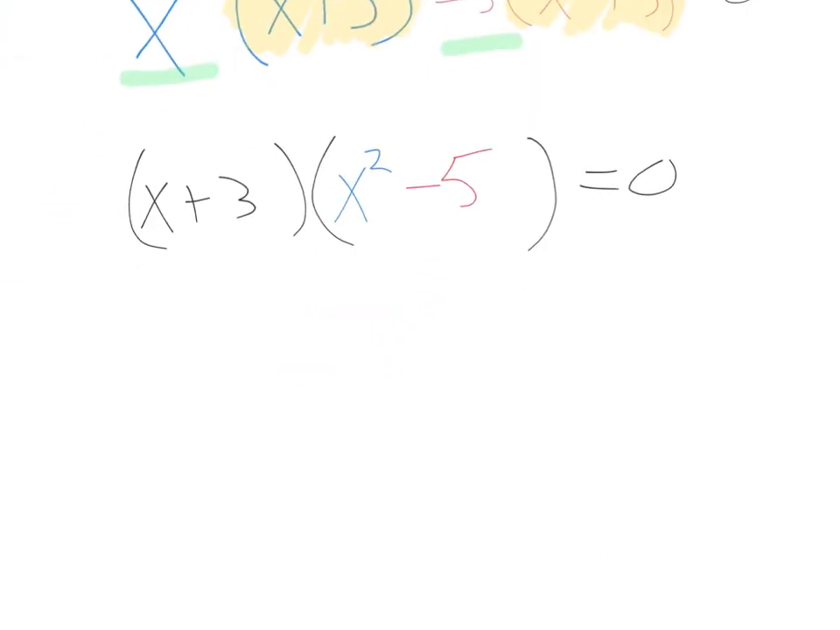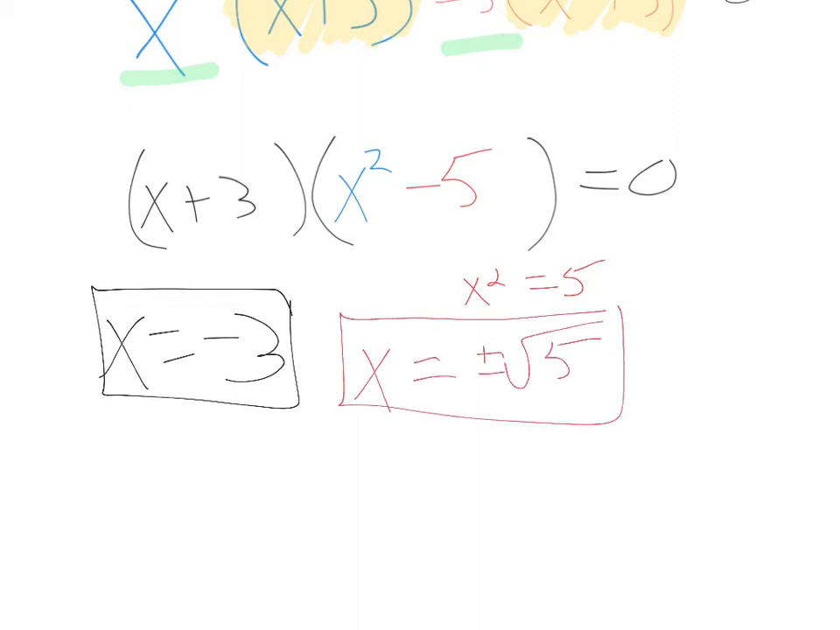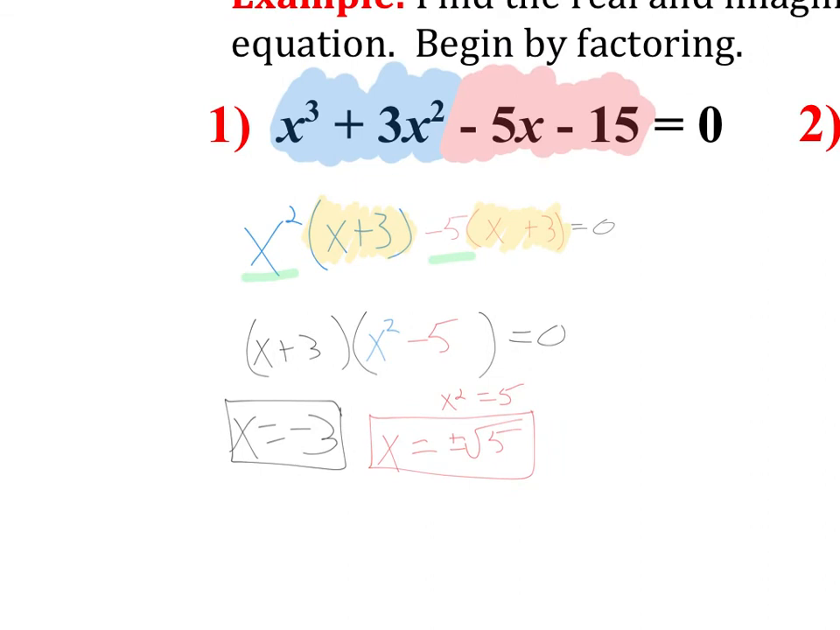The first one is going to give me x equals negative 3 as one of my solutions. The second one, I'll have to do a little bit of work. I've got x squared. I'll move the 5 over, so x squared equals 5. Square root each side. X will equal positive or negative rad 5. I'm counting 1, 2, and 3 total answers. We had a cubic. 3 answers is accurate. Let's see another one.